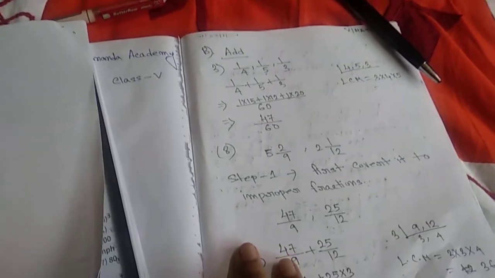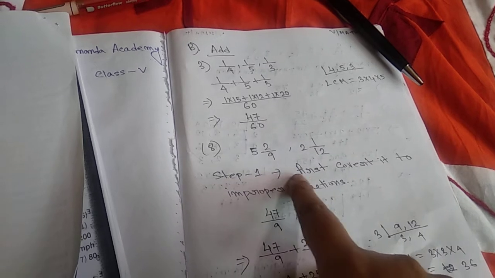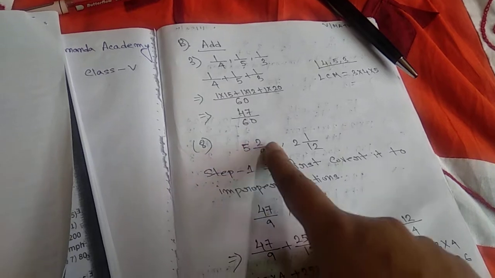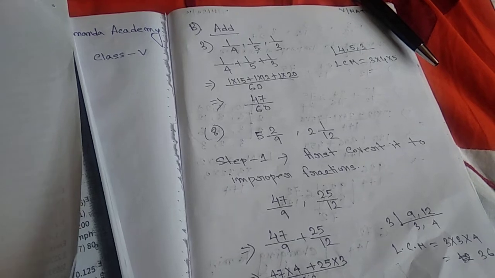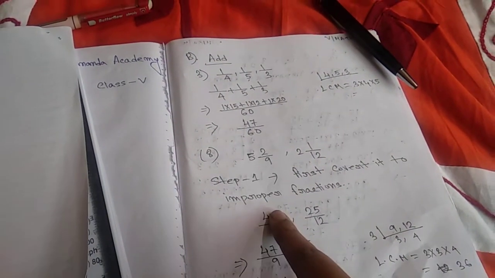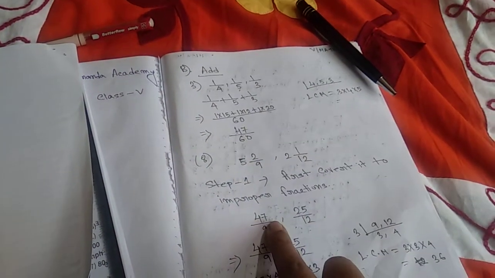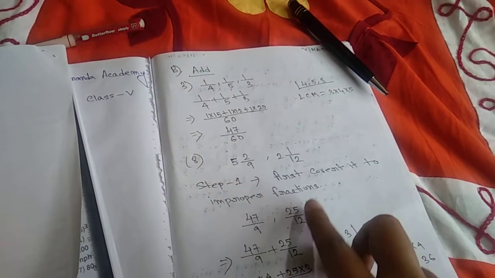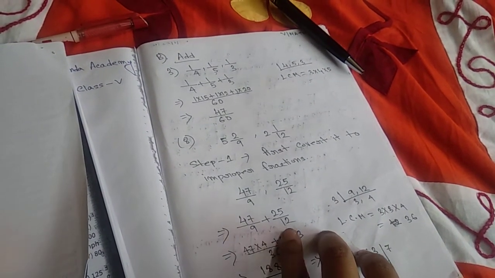Now come to sum number 8. Here you can see that the fractions are mixed fractions. So it will be 5 whole 2 by 9 and 2 whole 1 by 12. As the fractions are mixed fractions, you have to first transform them into improper fractions. So it will be 5 into 9, 45, plus 2, 47 by 9, and 12 into 2, 24, plus 1, 25 by 12. So now add these two fractions.